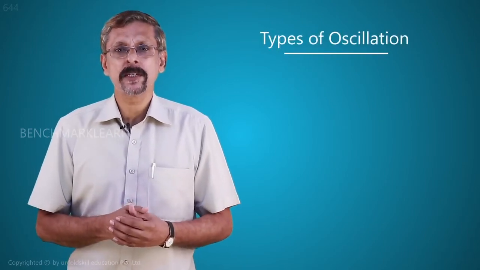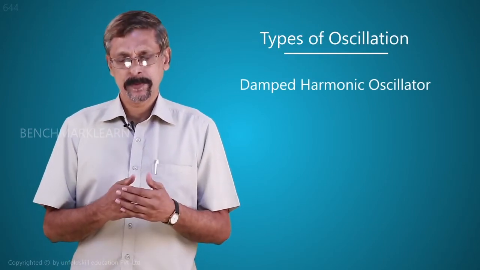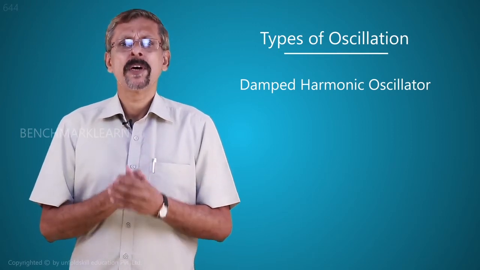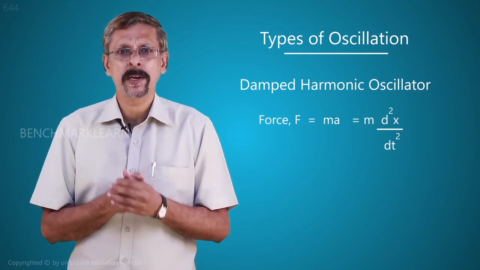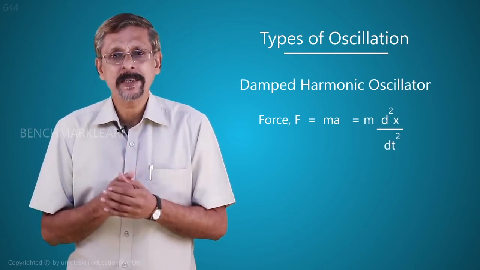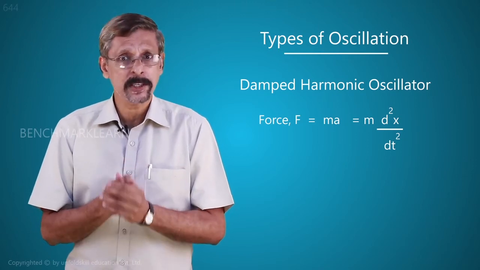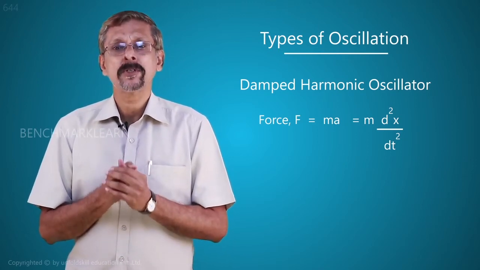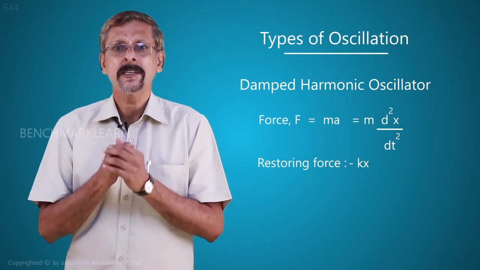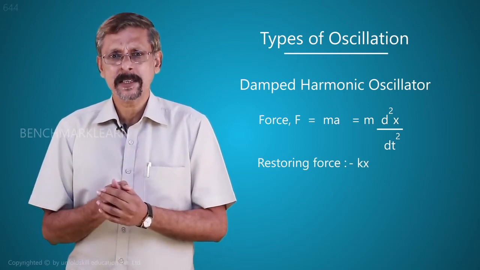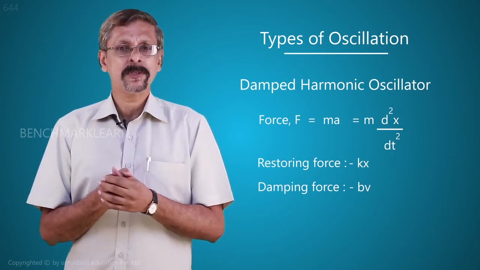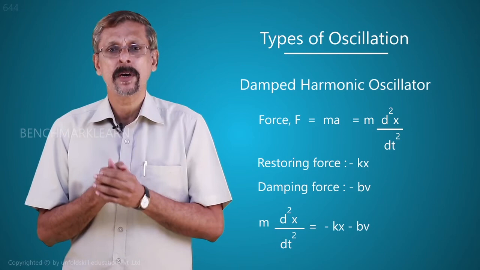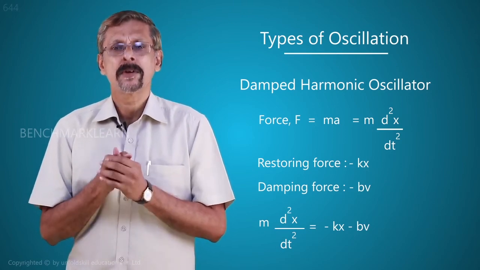constant. Now we will start writing the differential equation for a damped harmonic oscillator. On the left hand side, we have the representation of the force, ma, which is m into d square x by dt square. On the right hand side, we have two terms which are negative in nature. The first term is minus kx, representing the restoring force, and the second term minus bv, representing the damping force. So the equation becomes m d square x by dt square equal to minus kx minus bv.